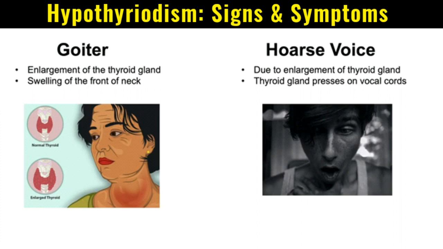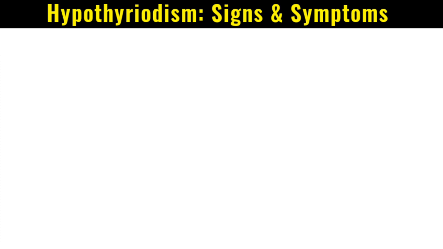So in some cases of hypothyroidism, we can see goiter occurring. So an enlarged thyroid gland, so swelling of the front of the neck. And then because of that swelling, it can actually compress or press on vocal cords and cause a hoarse voice. So we can see these occurring in hypothyroidism as well.